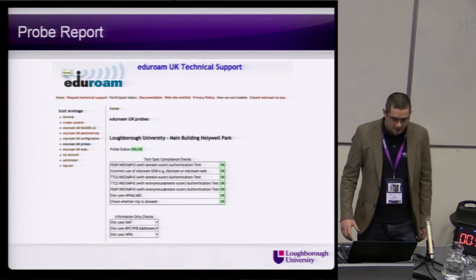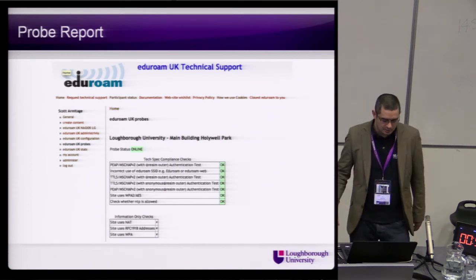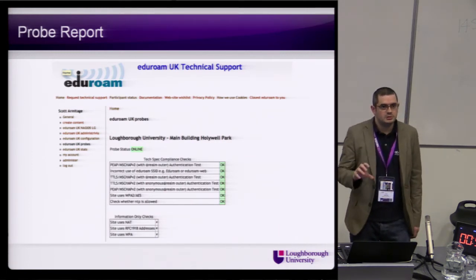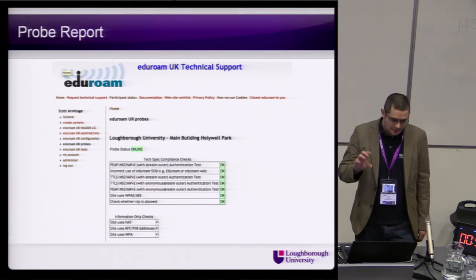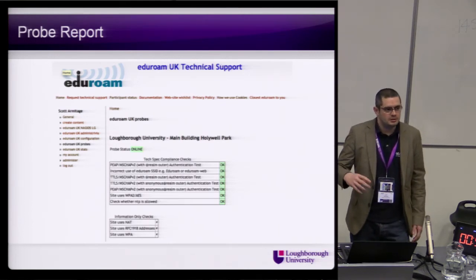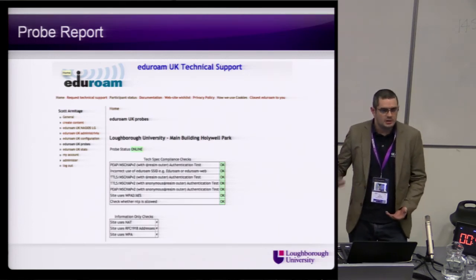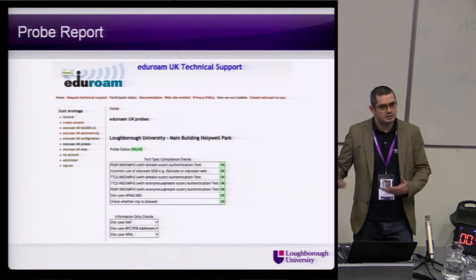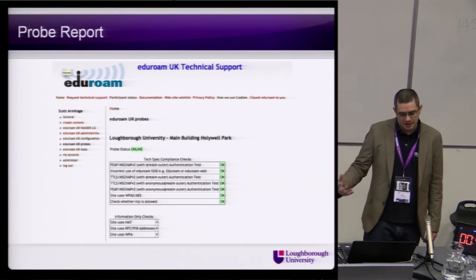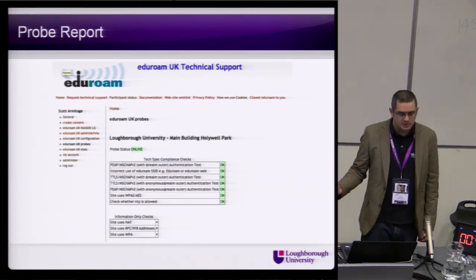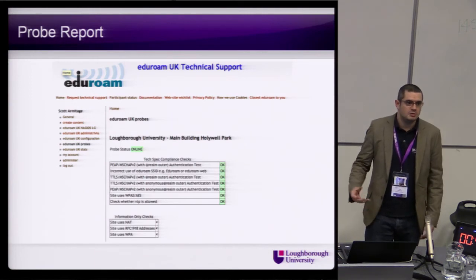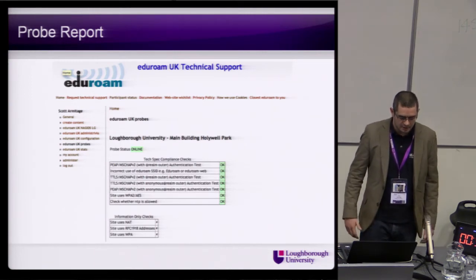And you can see that it's split into two sections. The top section is stuff which must pass. These are tests which are part of what we call the technical specification compliance. If these fail, that site, that service provider, isn't meeting the UK specification. And then at the bottom, we've got information-only checks. Those are things which aren't part of the specification but are nice to know.